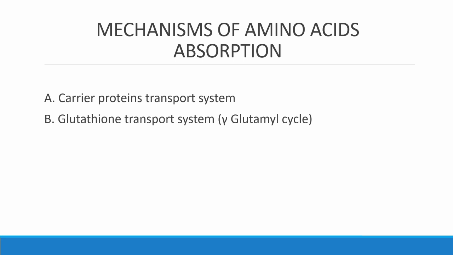So now there are two mechanisms by which amino acids get into the cytosol of the intestinal mucosa cells. The first one is the carrier protein transport system, and the next one is the glutathione transport system, which is the same thing as the gamma glutamyl cycle. The carrier transport system uses carrier proteins present in the plasma membrane of these cells. It transports these amino acids into the cell.